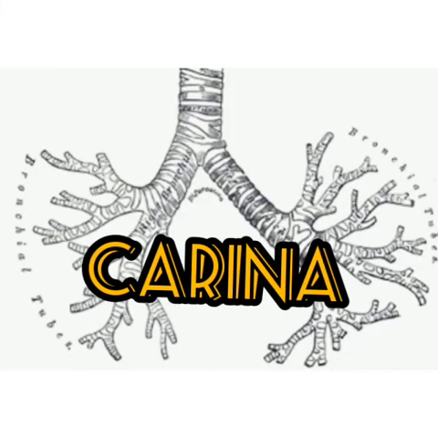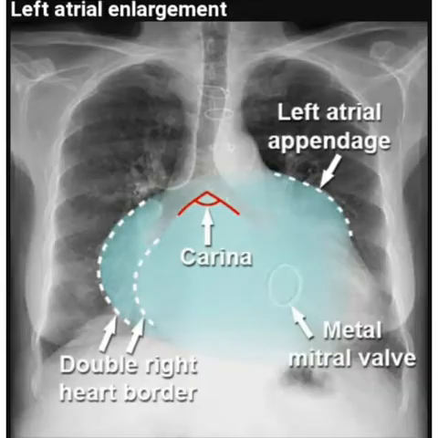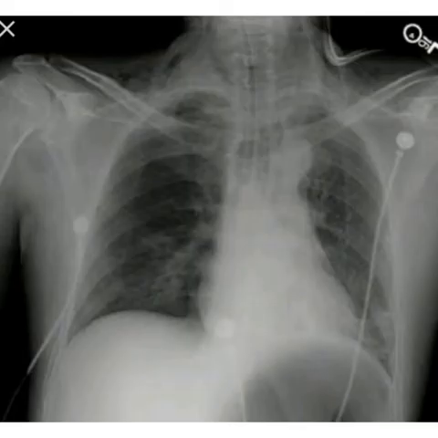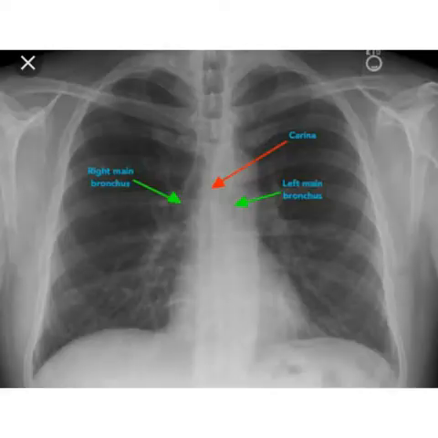The carina is the point or level at which the trachea divides into the right and the left main bronchi. The carina is also the location used by healthcare providers when assessing the proper position of an endotracheal tube after intubation. Typically, the tip of the ET tube should be 3 to 4 cm above the carina so that both lungs are properly oxygenated.